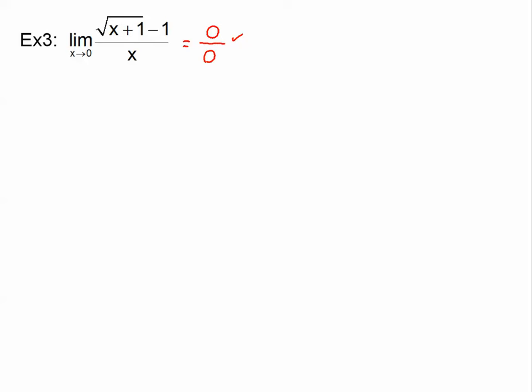Well, first I'm going to erase this because I'm going to need the space right here. When you're dealing with square roots and you don't really like what it looks like, you can always use the conjugate. I'm going to multiply the top and the bottom by the conjugate, the square root of x plus 1 minus 1 with the square root of x plus 1 plus 1. I'm going to multiply top and bottom by the conjugate.